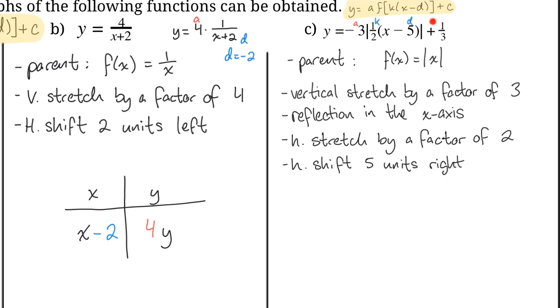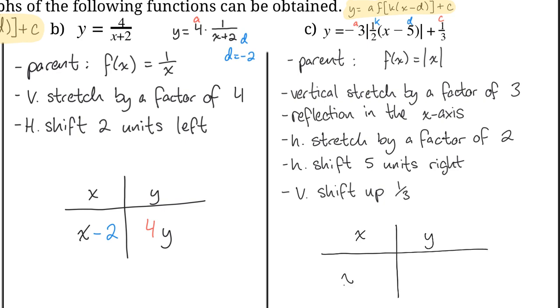And lastly, we have this plus 1 over 3 at the end. So this is our c value because it's outside of the function. And that means our whole function is going to be shifted up 1 over 3 units. So let's quickly make a t-table of our transformations.